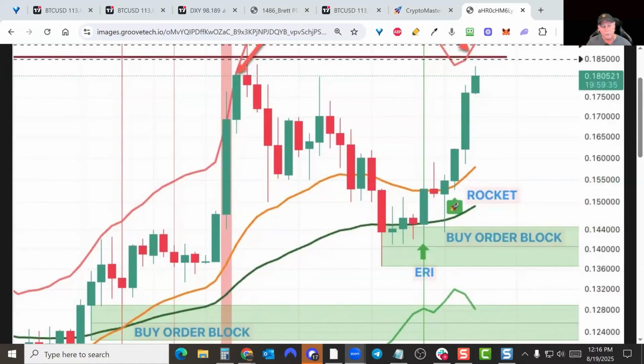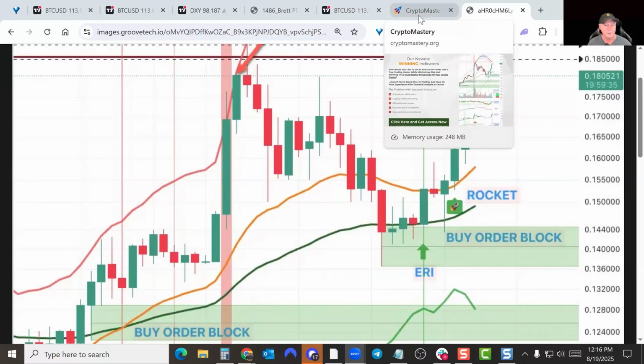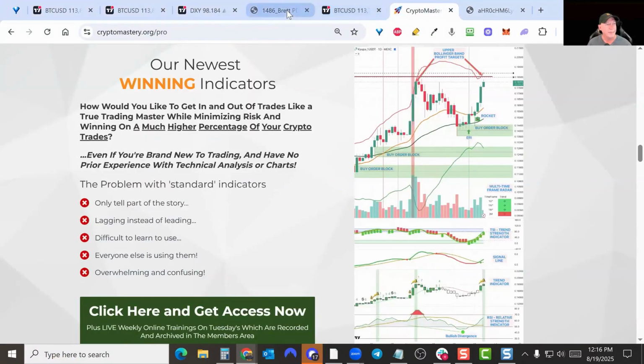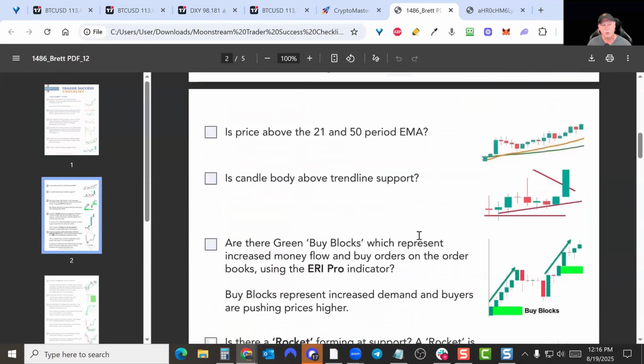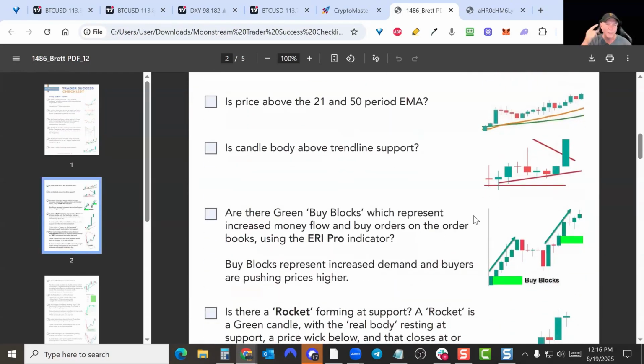The point being, this is that signal, especially when it's coming into an order block. So with your trade success checklist, let's jump over to that. What would we want to do here with this? Because I want to give you actionable advice no matter what level you're at. And understand that later, the more times you use this, you'll begin doing it in your head. You won't need this.